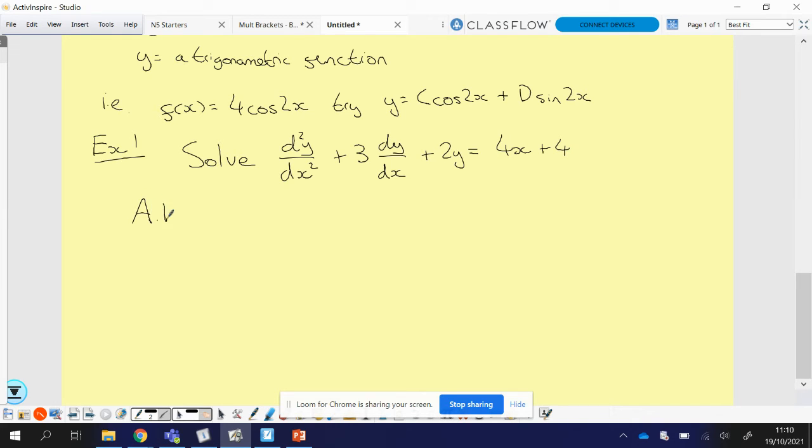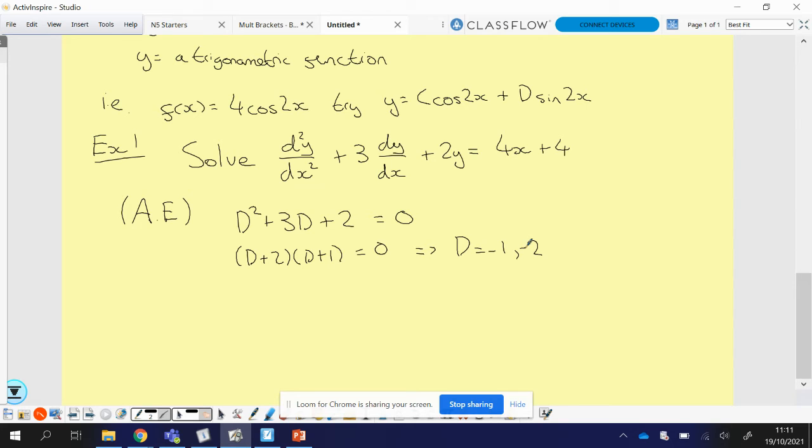The auxiliary equation is, we'll convert these, so it's going to be d squared plus 3d plus 2, and we're solving when that equals 0, because we still need to find the roots for the left hand side. If we factorise that, we get d plus 2 and d plus 1 equals 0. And if we solve that, our two roots are d equals -1 and d equals -2.